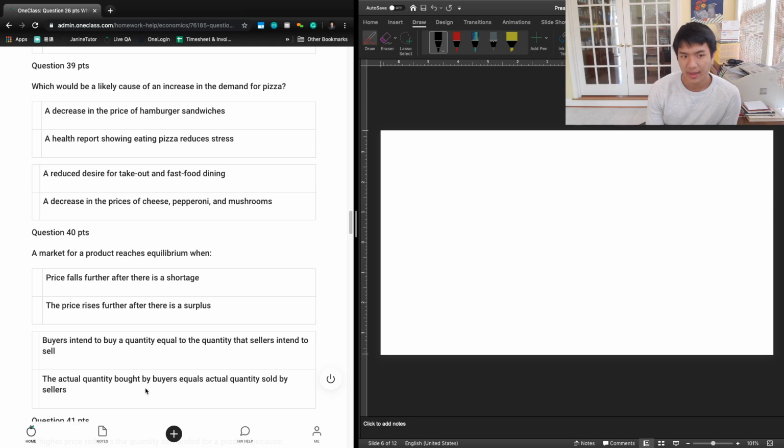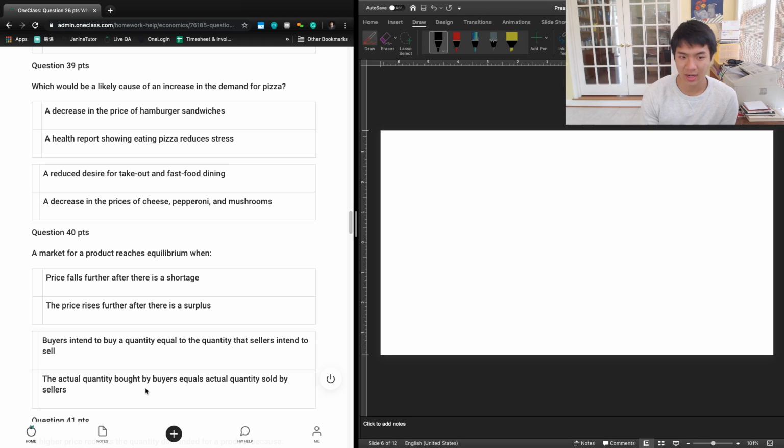Okay, number 2. A health report showing eating pizza reduces stress. And so this could increase the expected benefits associated with eating pizza, and it is possible that that would cause an increase in demand for pizza. That people say, oh, I want to be less stressed, and so I see this health report, I'm going to buy more pizza than I used to. And so that could increase the demand for pizza. So let's tentatively say yes to that one, but we can take a look at the other questions as well.